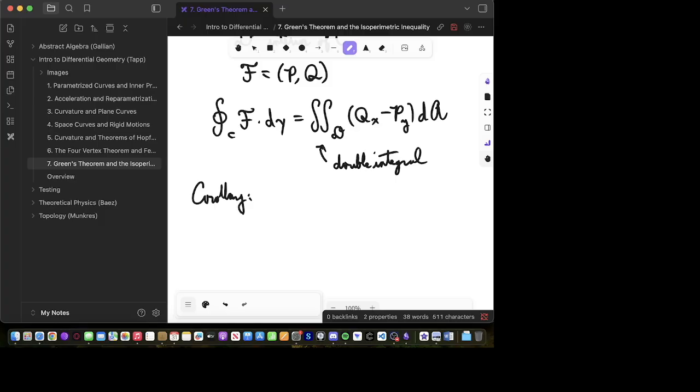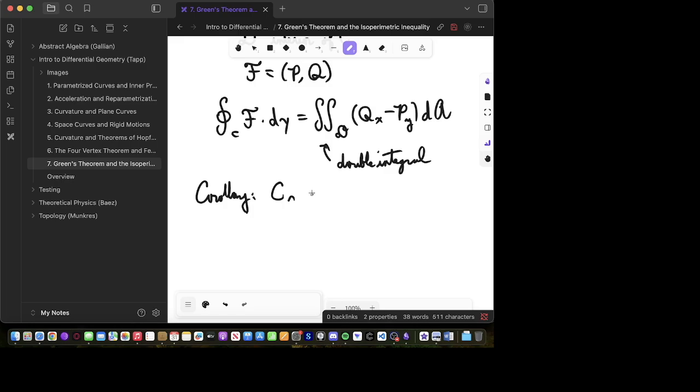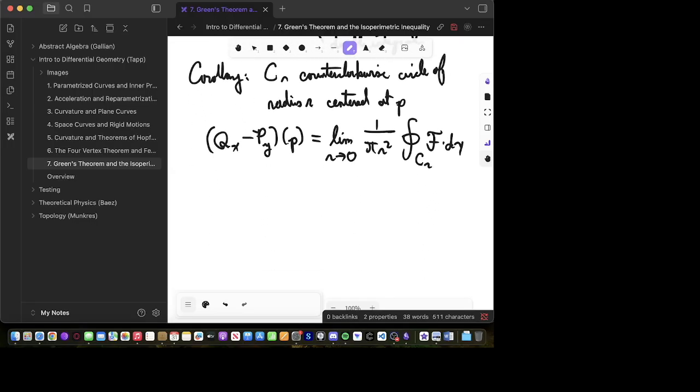So, if we have a curve that is the counterclockwise circle of radius r centered at P, then the infinitesimal circulation at P is equal to the limit as r approaches 0 of 1 over pi r squared times the closed line integral of F. So before we prove Green's theorem, let's prove this very quickly.